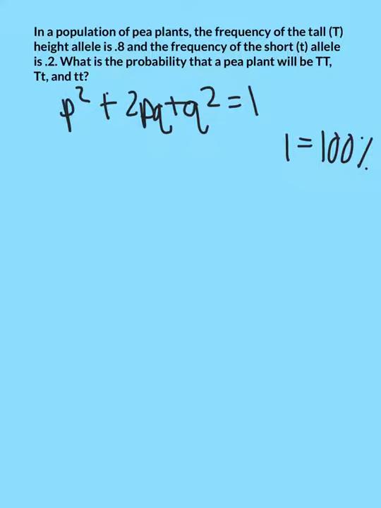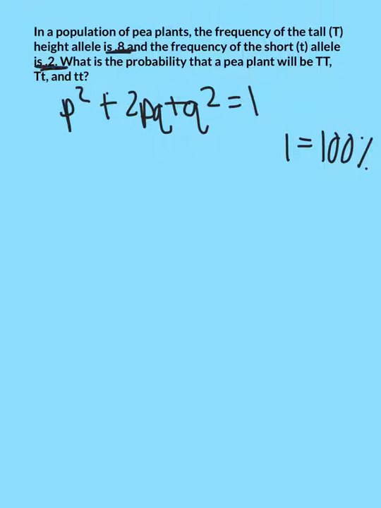So let's try a problem where it reads, in a population of pea plants, the frequency of the tall, big T height allele is 0.8, and the frequency of the short, little t allele is 0.2. What is the probability that the pea plant will be big T, big T, big T, little t, and little t, little t? So you have this information, which is 0.8 and 0.2. What do you do with that?